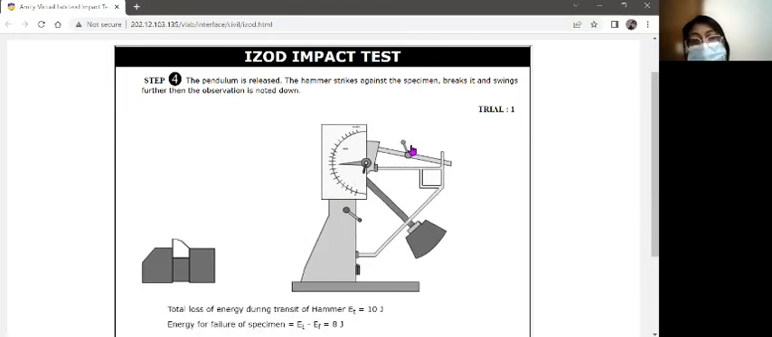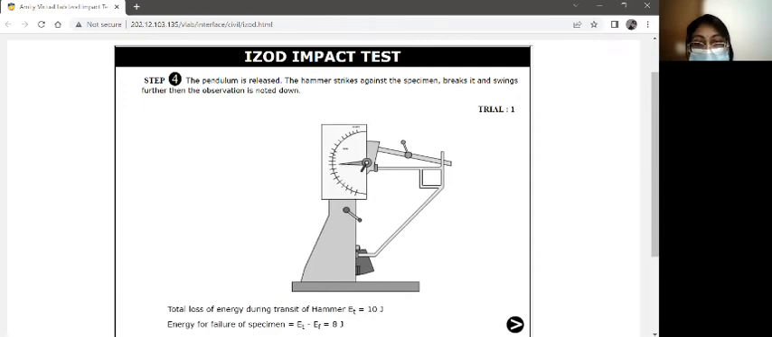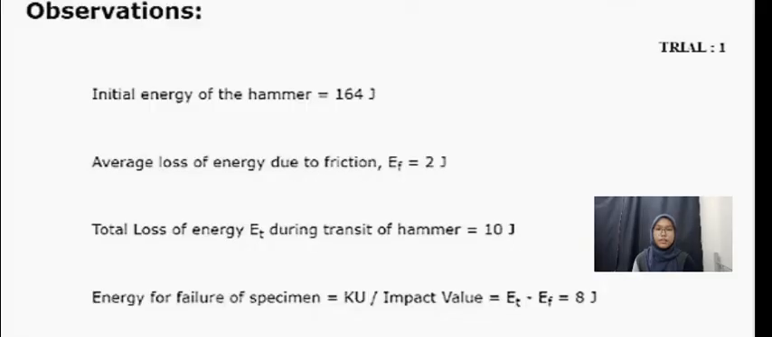As we can see, the total loss of energy during transit of the hammer, ET, equals 10 joules. Meanwhile, the energy for failure of the specimen, ET minus EF, equals 8 joules. For trial 1, the initial energy of the hammer equals 164 joules, the average loss of energy due to friction, EF, equals 2 joules, the total loss of energy, ET, during transit of the hammer equals 10 joules, and the energy for failure of the specimen, the Izod impact value, ET minus EF, equals 8 joules.